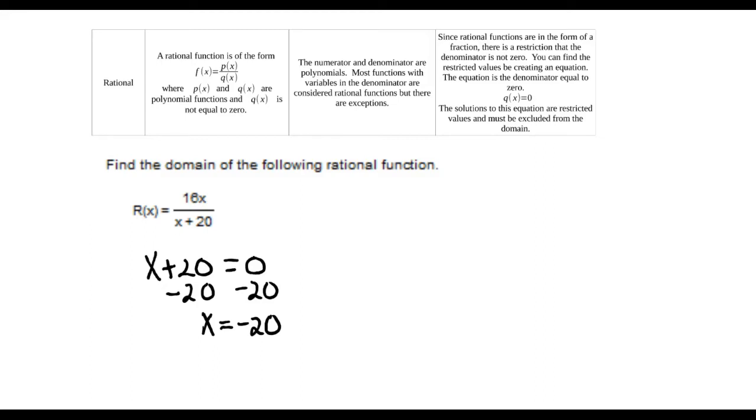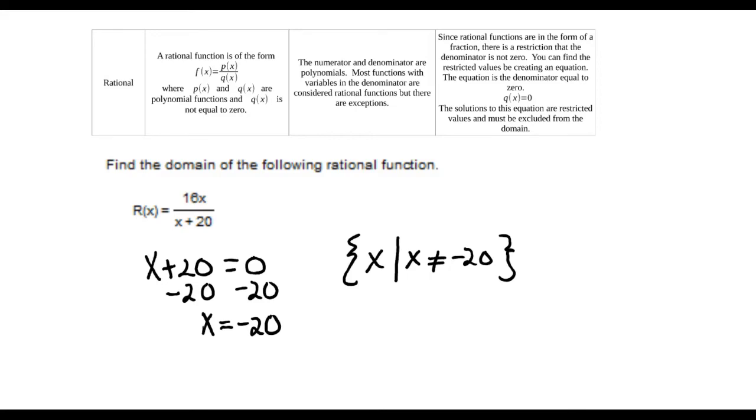So we could write the domain in set builder notation. So we're going to use curly braces and say that our domain is all x values such that x is not equal to negative 20. And curly braces to close. So this is saying that all real numbers except for negative 20 are part of the domain.